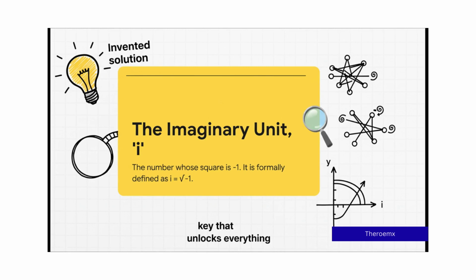That is the brilliant, beautiful leap that mathematicians took. They defined i, the imaginary unit, as the square root of -1. And this one idea, it doesn't break math, it completes it. It's the key that unlocks absolutely everything else we're about to do.